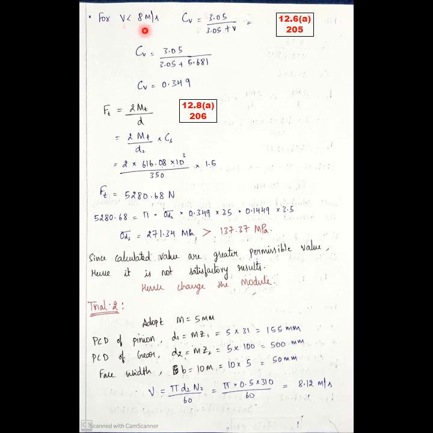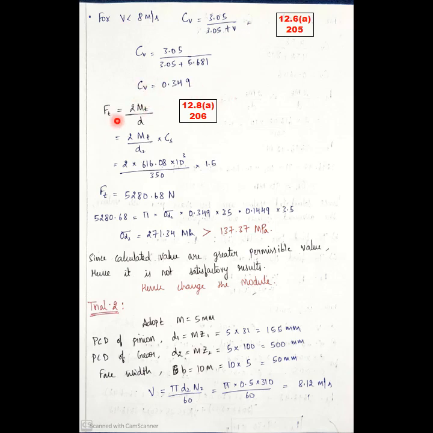Since we got velocity less than 8, if you check page number 205, that is 12.6a, there you can see for ordinary cut gears running with pitch line velocity up to 8 meters per second, hence we have to take CV equal to this formula. If you substitute the velocity here, you will get CV equal to 0.349.